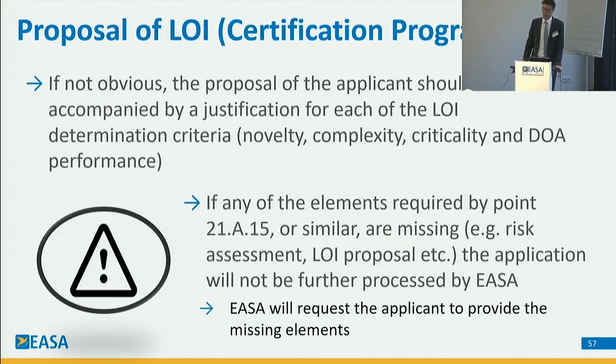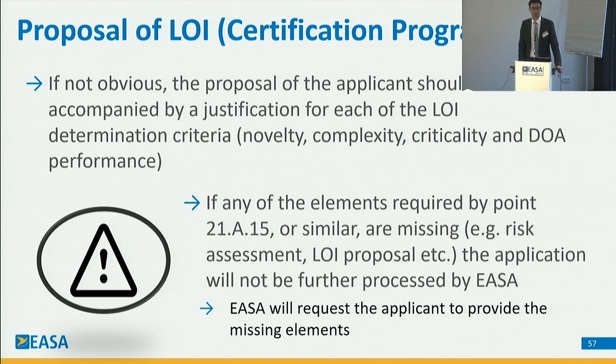Okay. So, the proposal of LOI inside the certification program. If not obvious, the proposal of the applicant should be accompanied by justification for each of the LOI determination criteria. So usually there should be a justification provided. Why is something novel or not novel? Why is something complex or not complex? And why is something critical or not critical?